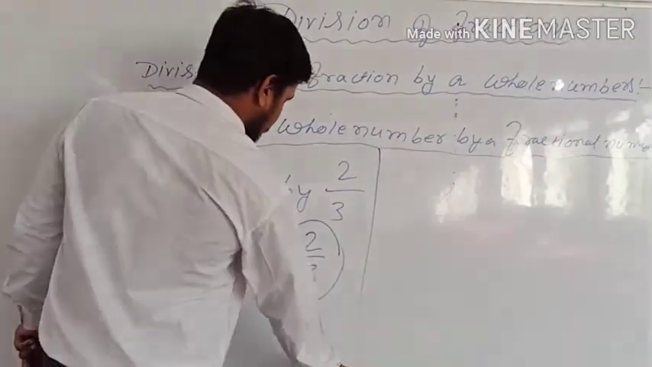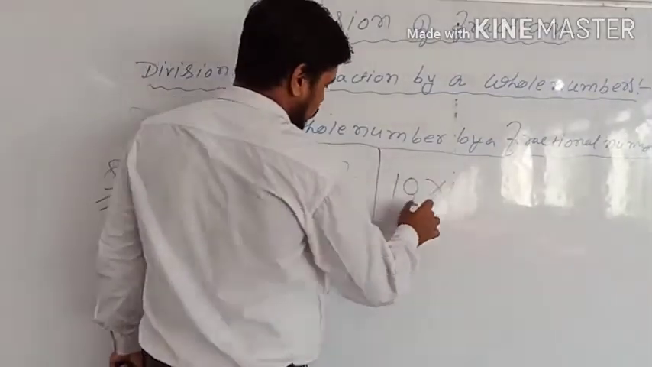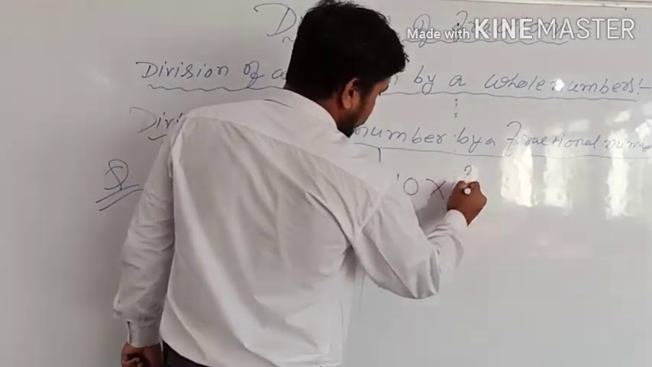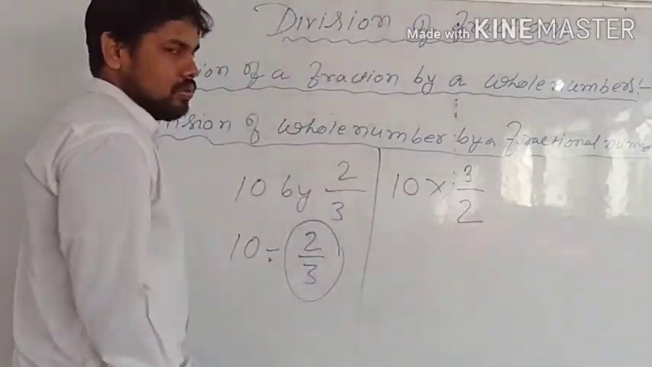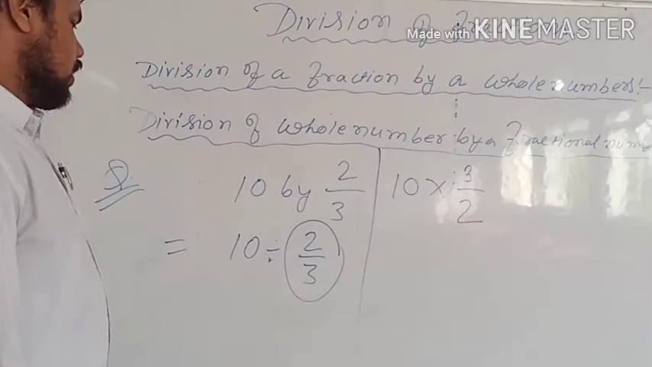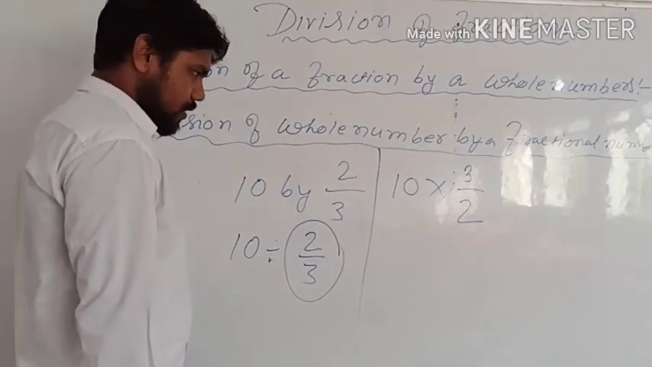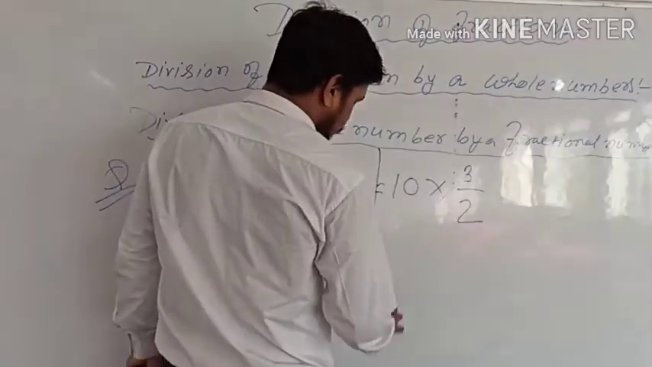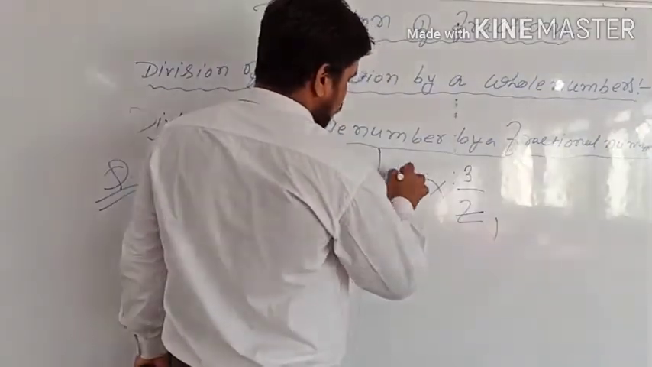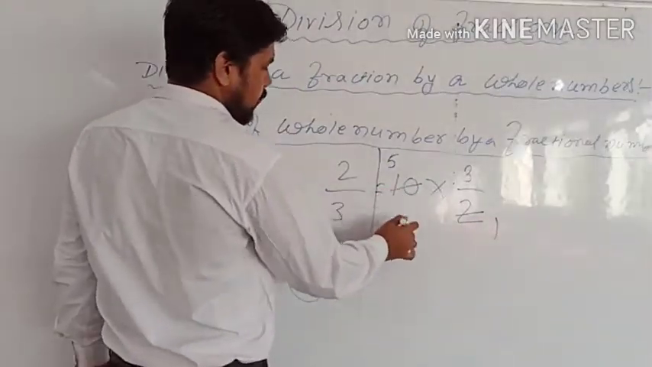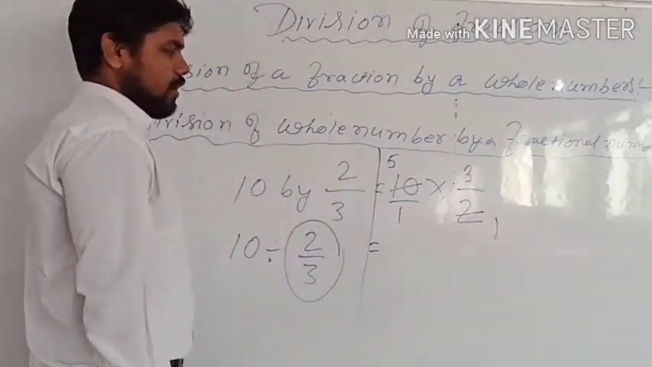So then this will become 10 multiplied by the reciprocal of 2 by 3, which will be 3 by 2. So 3 divided by 2. Okay. So now you check once, can you reduce this or can you cut it? So yes, 2 1s are 2, 5 2s are 10. Okay, because there is nothing in the denominator, so you can write 1.